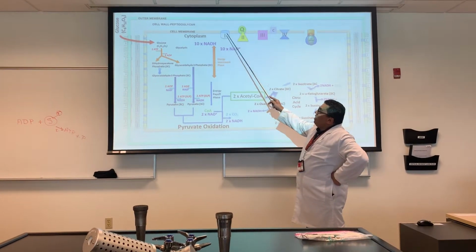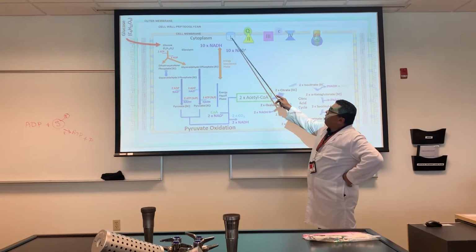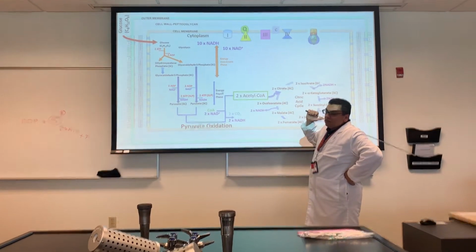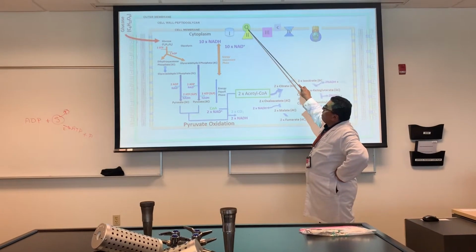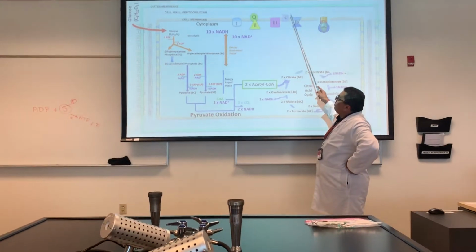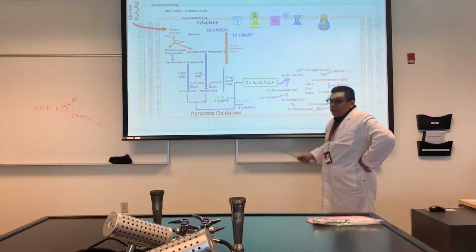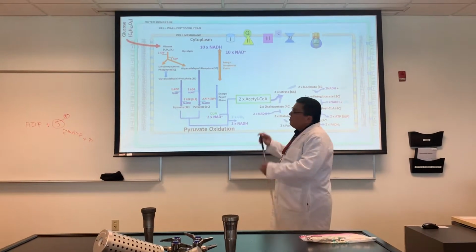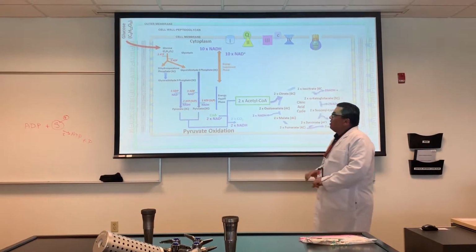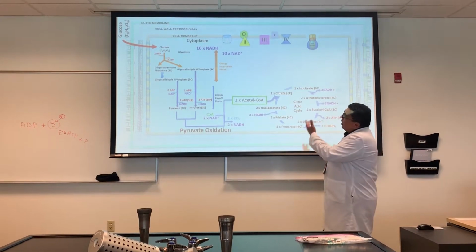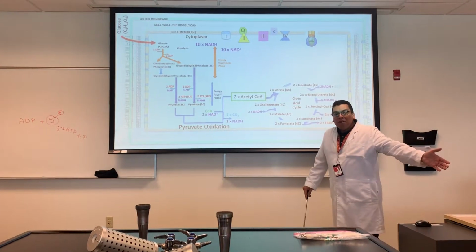So in bacteria and in your cells, you have 1, 2, 3, 4 complexes. You also have ubiquinone. Bacteria has that too. Cytochrome C, bacteria has that too. So it's no different than ours. The only difference is location. Cell membrane versus inner membrane of your mitochondria.